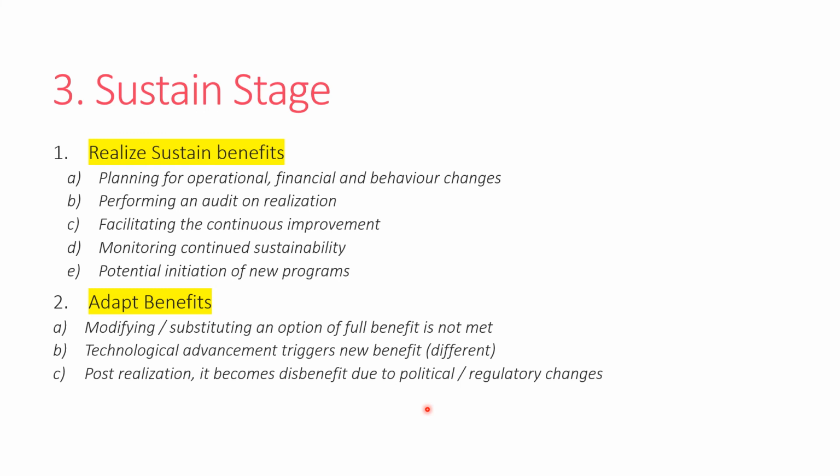Technological advancement triggers a new benefit. You can go for a different benefit, and some benefits may not be relevant to you after some point of time, so you have to modify and change accordingly. So that's how we can sustain in your benefit life cycle, right? Either you can realize and sustain it, or you can go for modification and everything. So these are the options available in front of the BRM leadership.